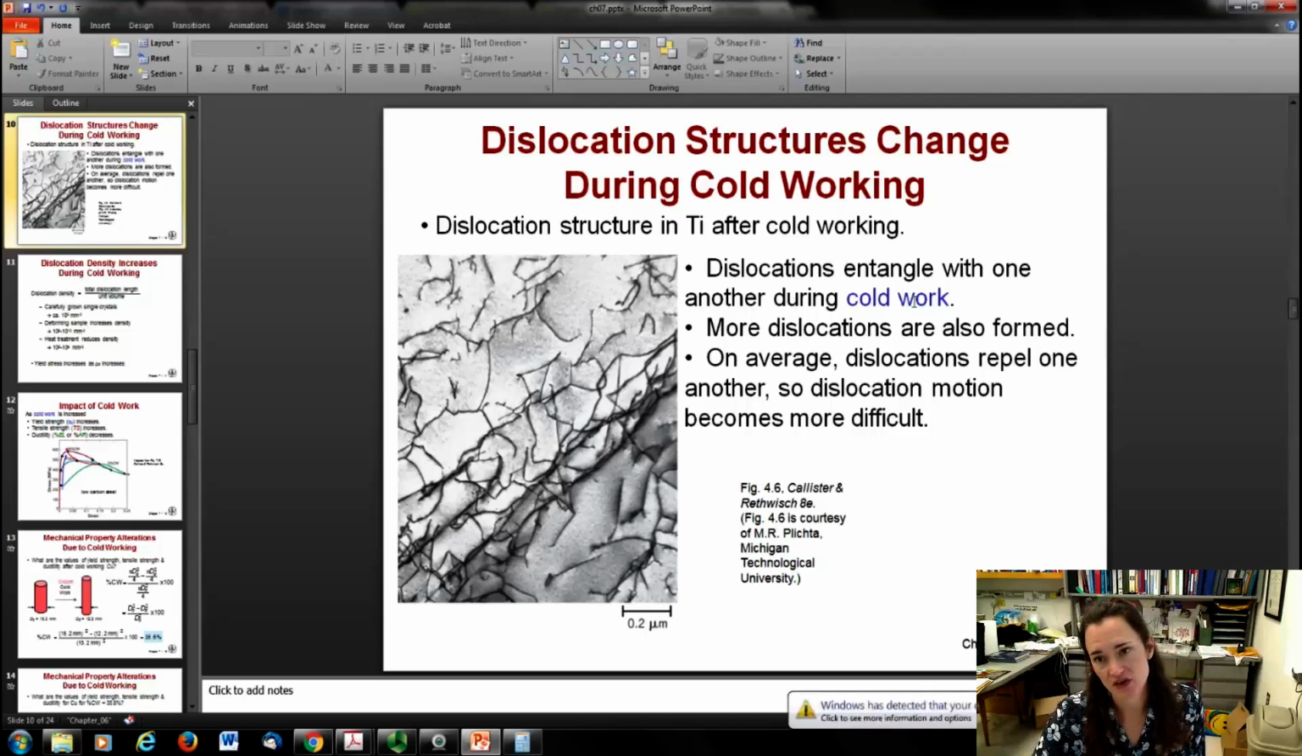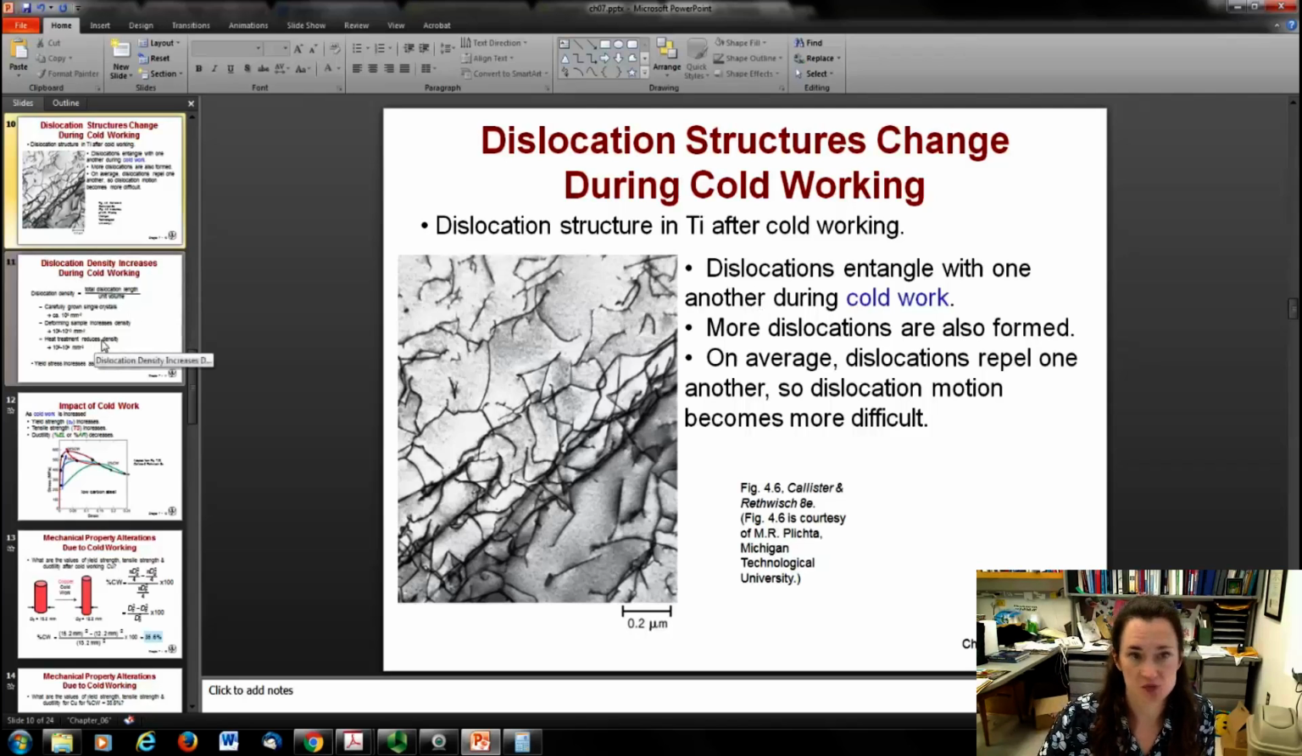So since the dislocations are entangled with one another, and there's more dislocations that have been formed after the cold work, the reason that this helps is because the dislocations, remember, for like strains, have a tendency to repel one another. And so if you get them in there and you get them all tangled up, dislocation motion actually becomes more difficult as time goes on, and that's why cold work makes the material much stronger.